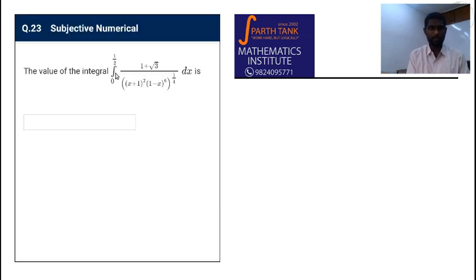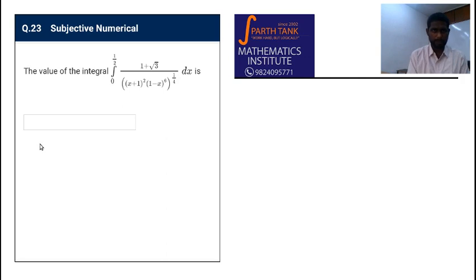Question number 23. Evaluate this integral from 0 to 1 by 2, (1 plus root 3) by (x plus 1) the whole square, (1 minus x) the whole power 6, whole power 1 by 4 dx. Looks crazy, but turns out it's a simple integral. How can we do this? Now, to make use of this power 4 here, I do some simplification.